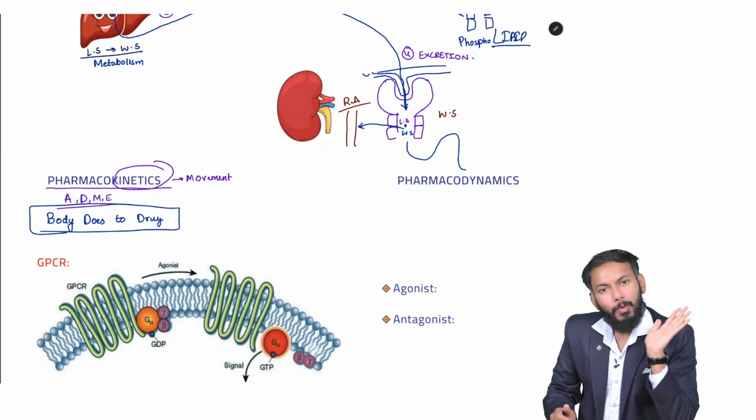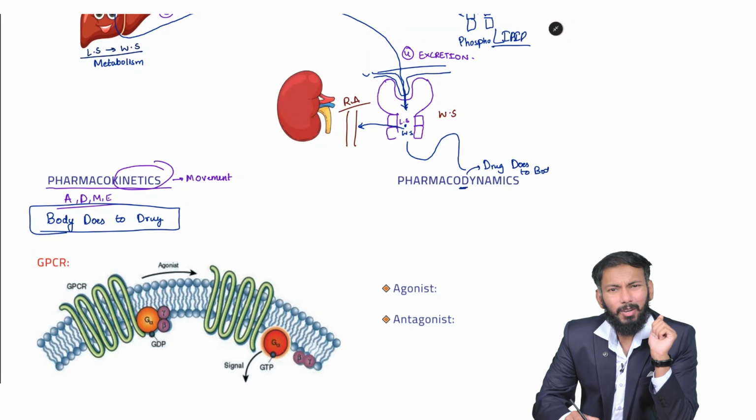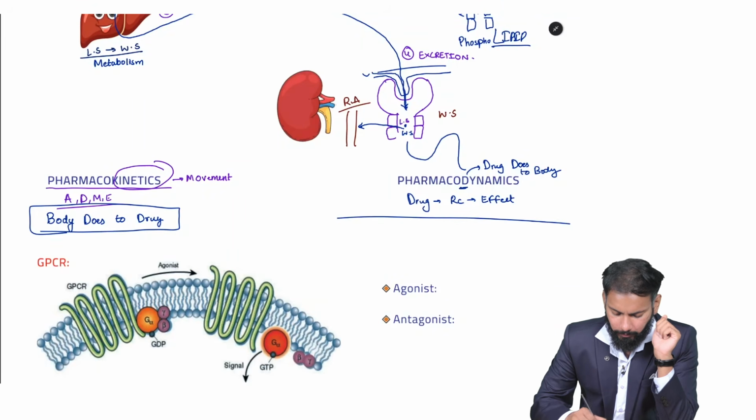Now what are pharmacodynamics then? Dynamics, D for D, whatever the drug does to the body. What is the drug doing to the body, you might ask me? See, the drug is binding to the receptor and this receptor is giving the effect. That is what pharmacodynamics is.